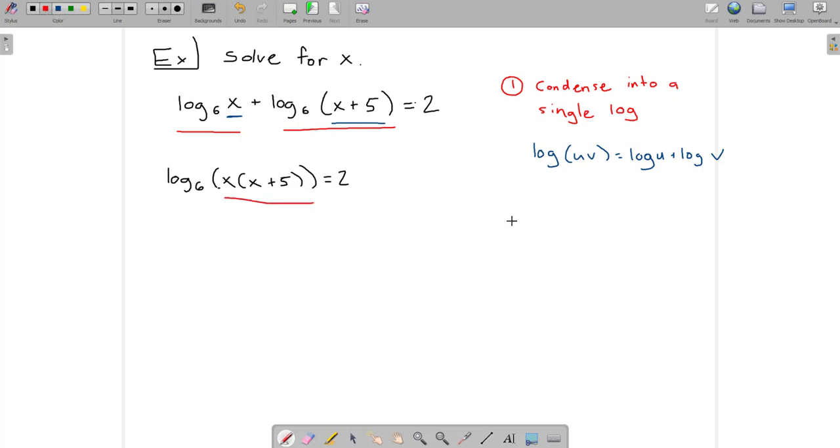Alright, now we should simplify a bit. Simplify the argument that we have there within the log argument. So all we have to do is distribute that x into this factor, this x plus 5 factor here. So x squared plus 5x. And again, the right-hand side will stay the same.